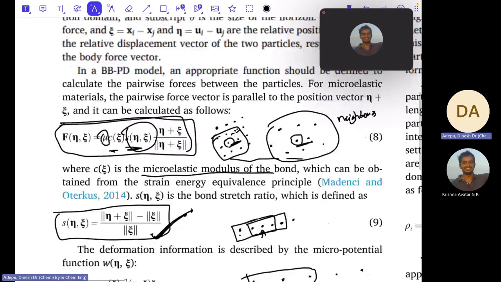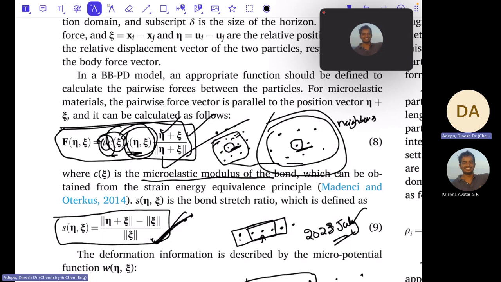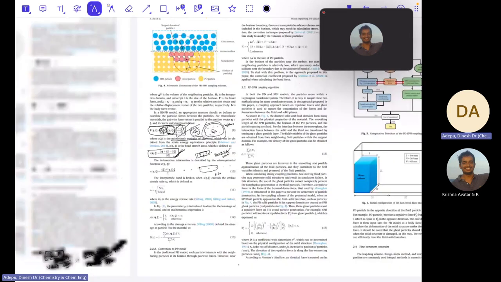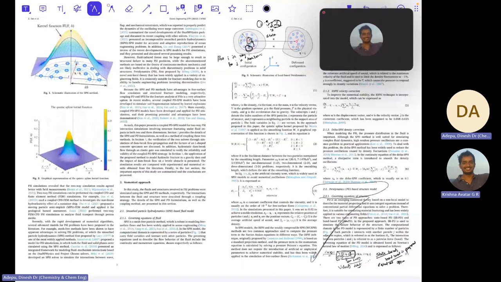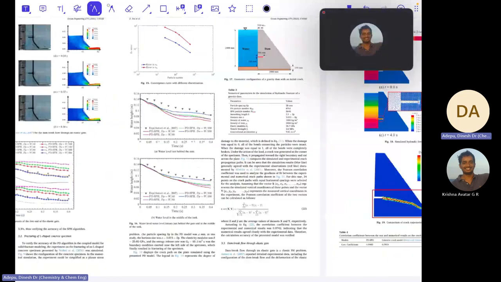The only part left, at least to simulate this July 2023 paper on peridynamics, is this. We know eta, we know zeta, we know the S value, we know mu also. We just have to know the C value and this condition. Then we can simply take this problem and simulate peridynamics.